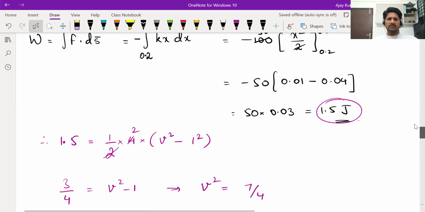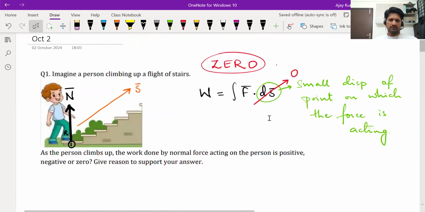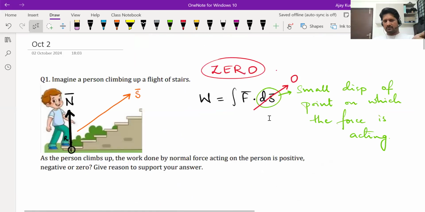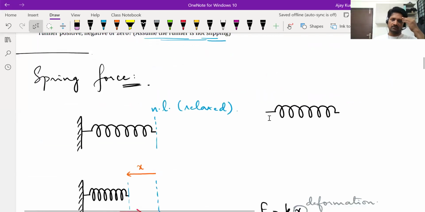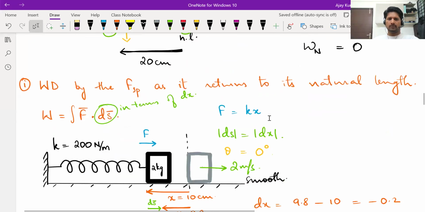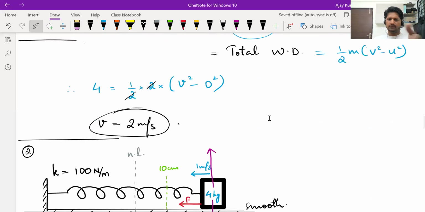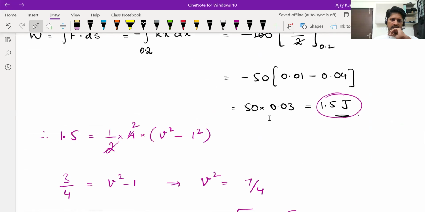So let's quickly revise what we discussed today. We first solved those two questions, and you can ask this to your friends also. They'll also give the wrong answer only. You can explain why it is 0. Next, we talked about the basic behavior of spring force, and we solved two problems where we calculated work done by spring force. Spring force is variable. We integrated and calculated the work done.